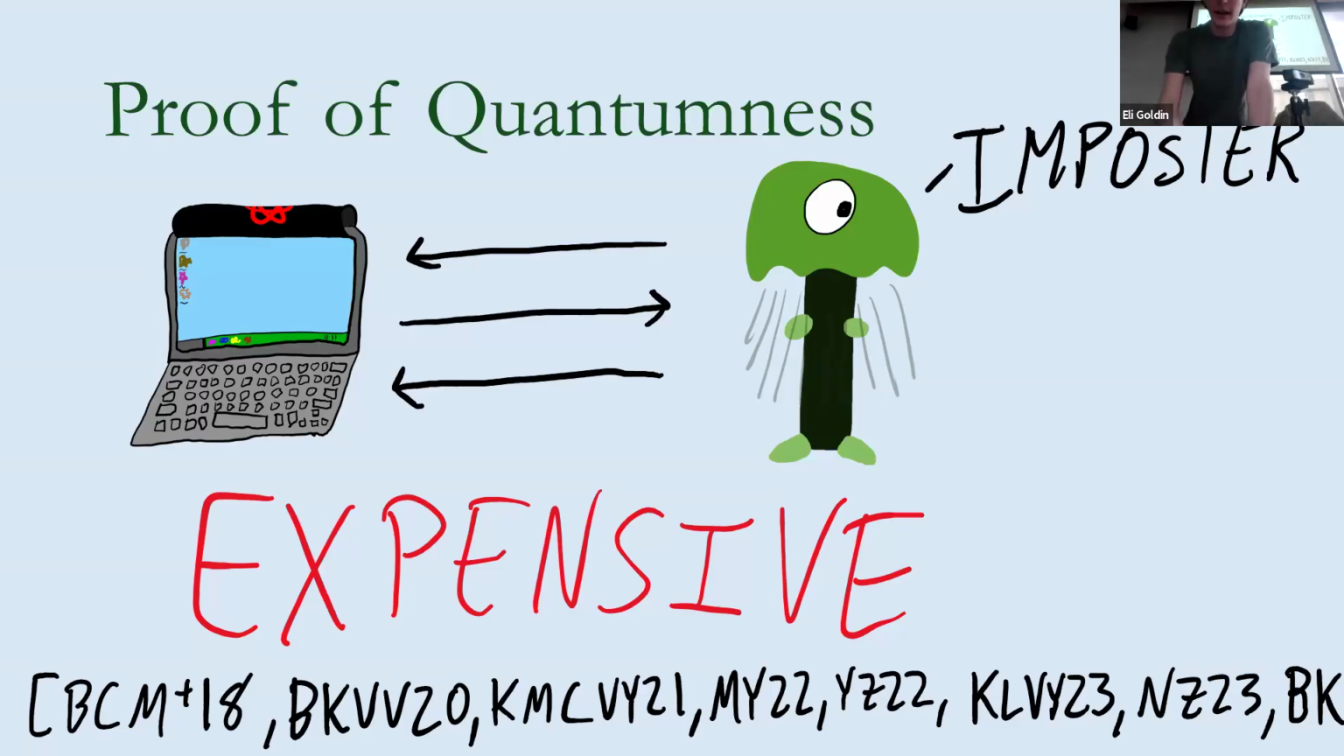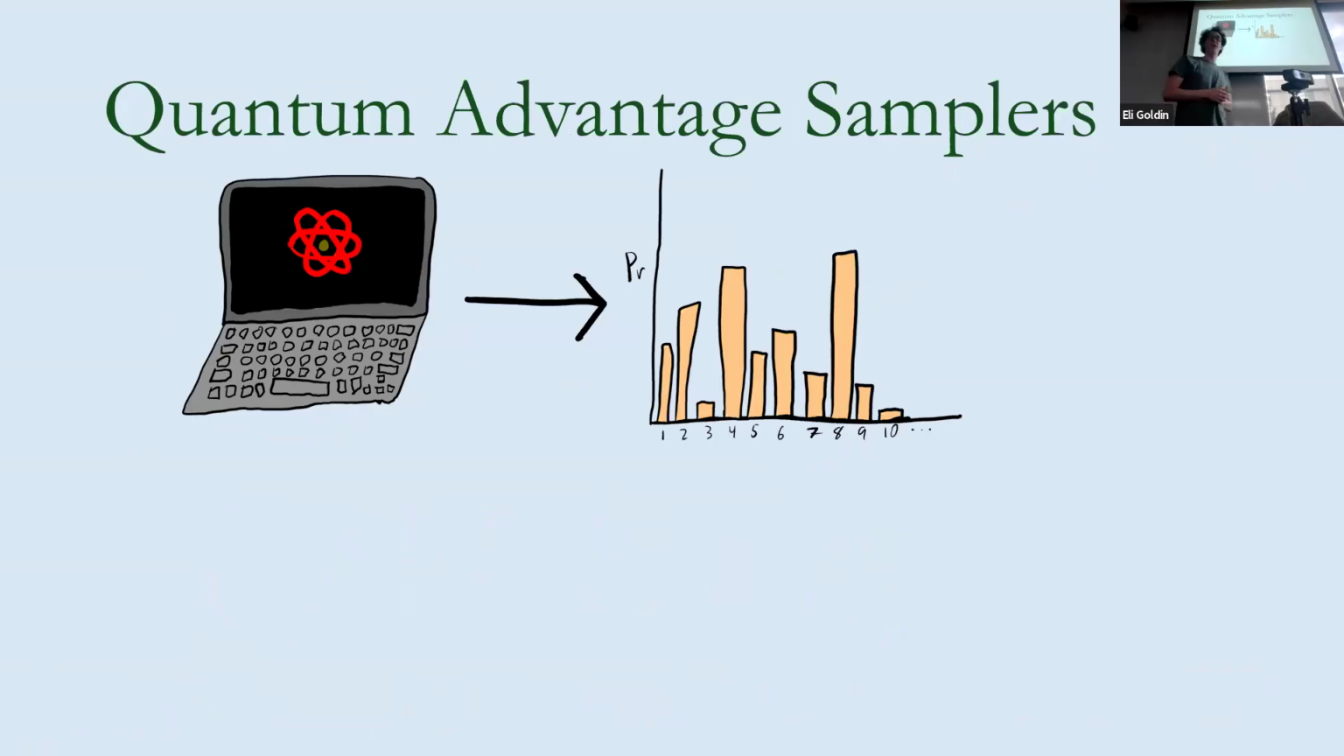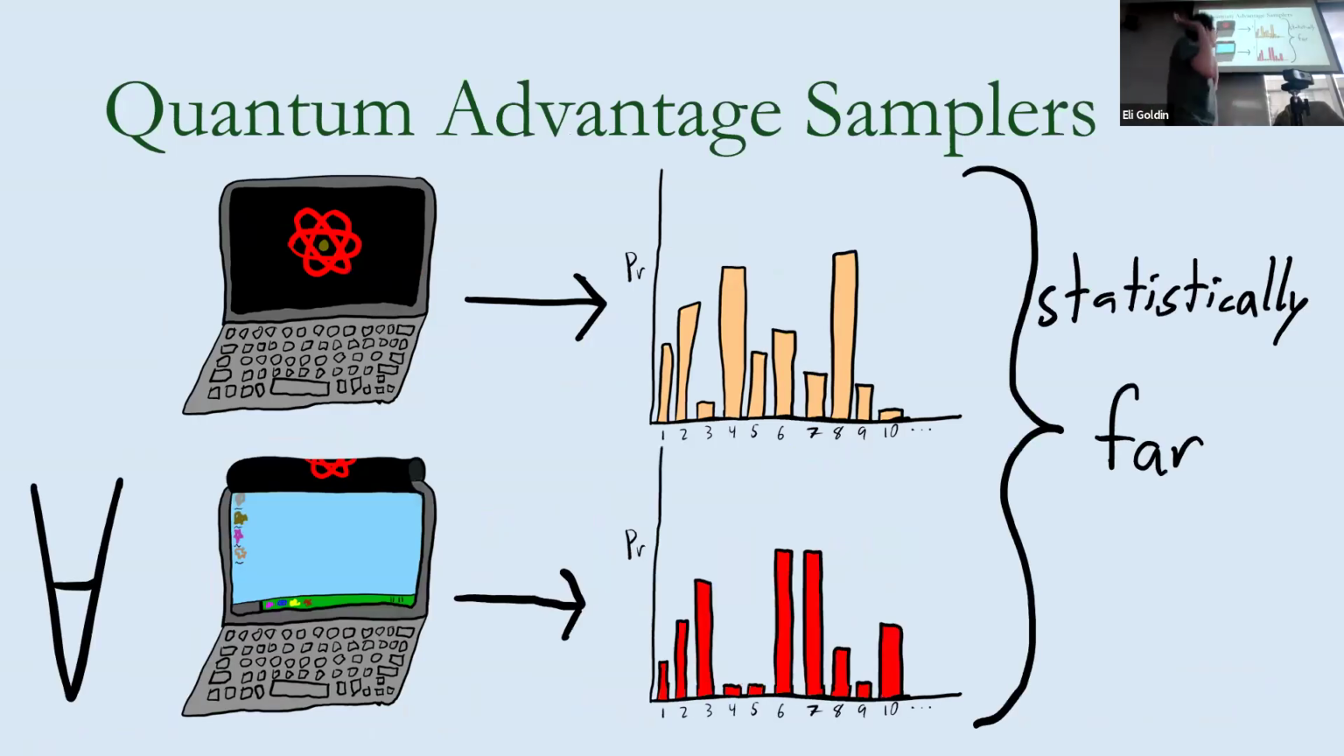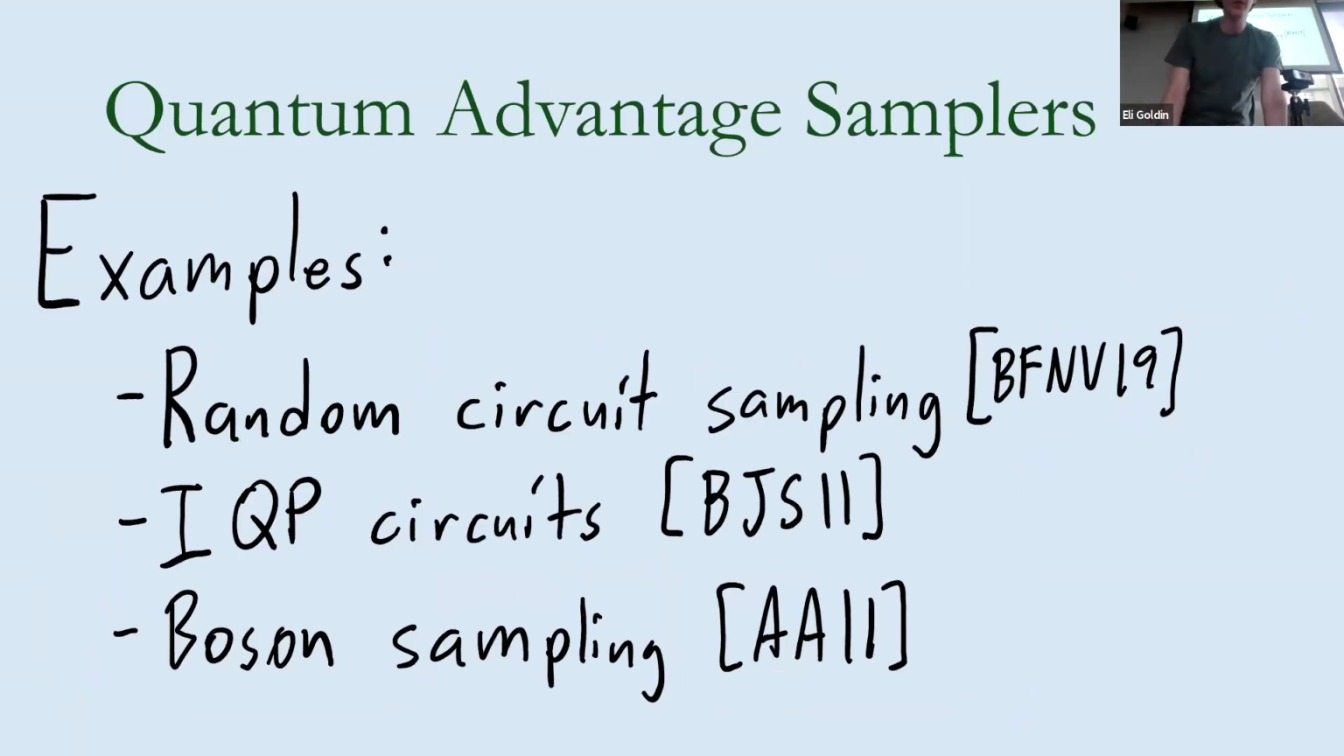So instead, practitioners often consider a weaker form of quantum advantage, called a quantum advantage sampler. A quantum advantage sampler is not a protocol, but just a single distribution that can be sampled by quantum computers but cannot be sampled by classical computers. That is, every single classically samplable distribution should be statistically far from the quantum advantage sampler. Some examples include random circuit sampling, IQP circuits, or boson sampling, and there are many others. In fact, several of these have actually been implemented in practice, or so people claim.